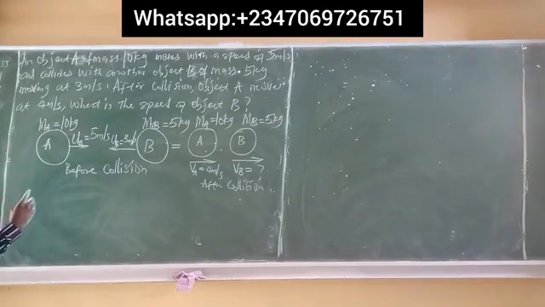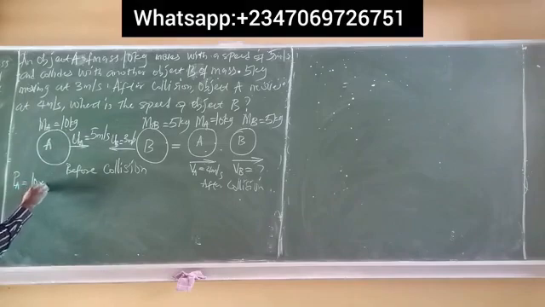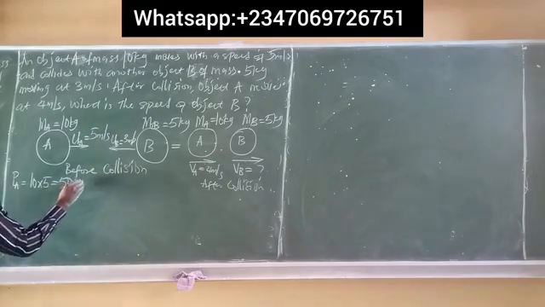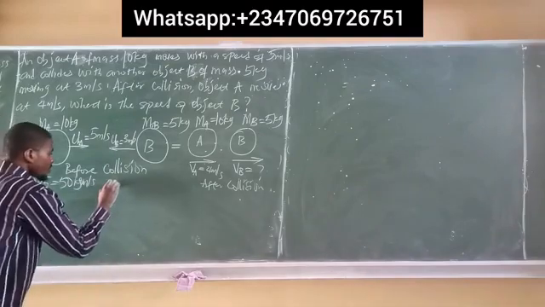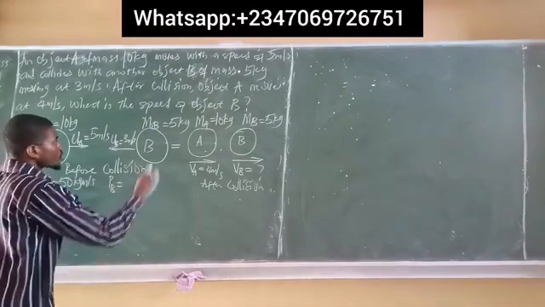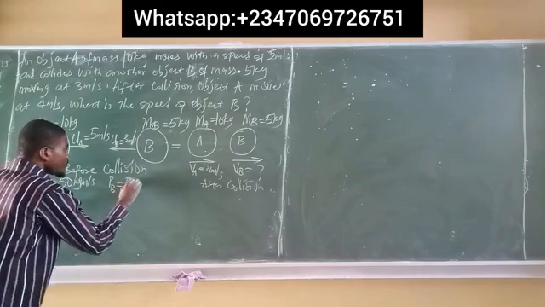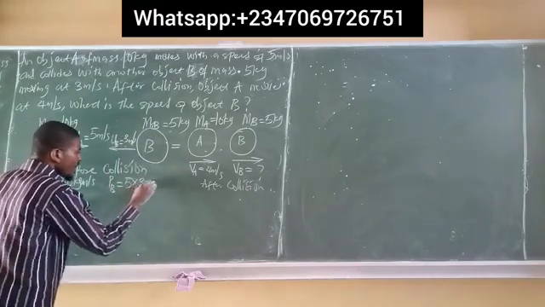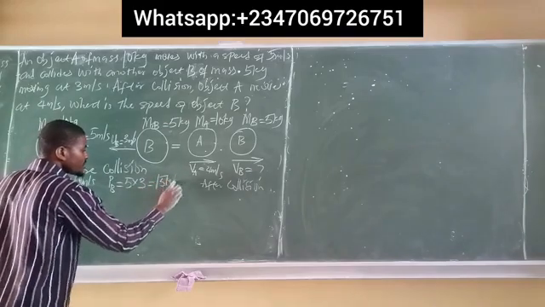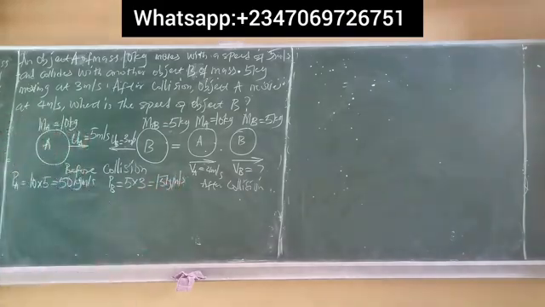So for momentum before collision, momentum of A, call that PA, is always mass times velocity. So the mass of A, which is 10 kg, multiplied by the initial speed of A, which is 5 meters per second, gives 50 kilogram meters per second. This is the momentum of body A. Also, momentum of body B, PB, is the mass of object B, which is 5, multiplied by the speed of object B, which is 3, and this gives 15 kilogram meters per second. So this is the individual momentum of these bodies before collision.